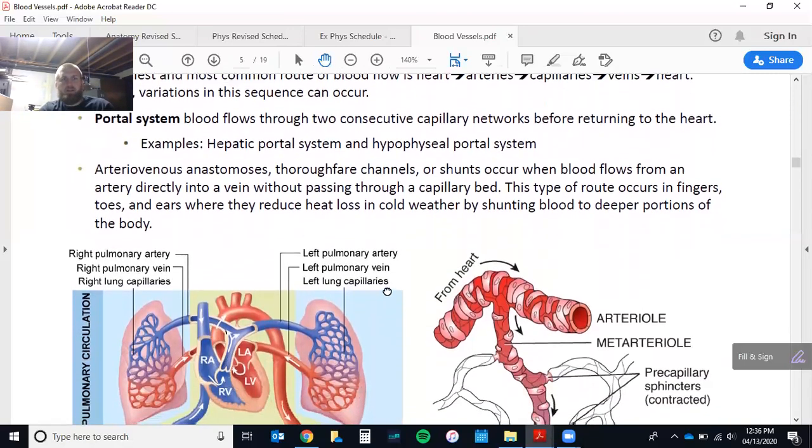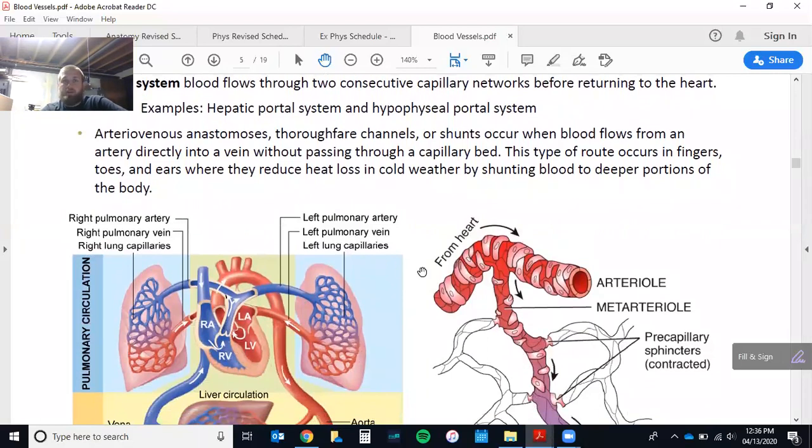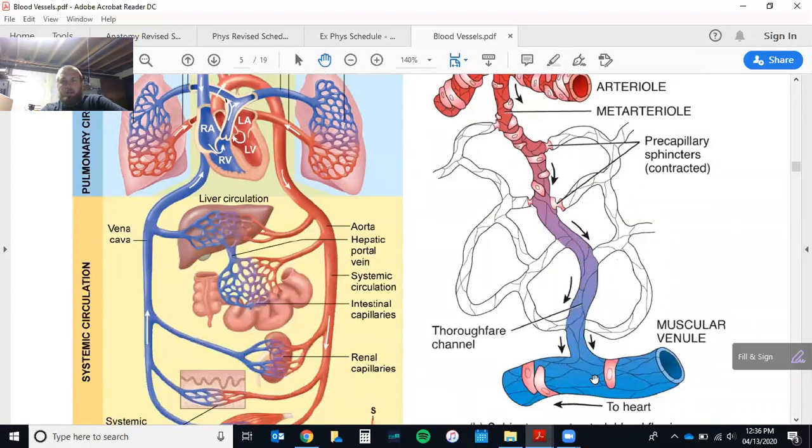On the right is an illustration of what's called an arteriovenous anastomosis, a thoroughfare channel or a shunt, all the same thing, which occurs when blood flows directly from an arteriole, skips through the capillary network and travels into a vein. Okay? And that's because those precapillary sphincters, those rings of smooth muscle that are located between the arterial side and the venular side, they contract, and therefore blood will not be able to flow into the capillaries, so it skips through.